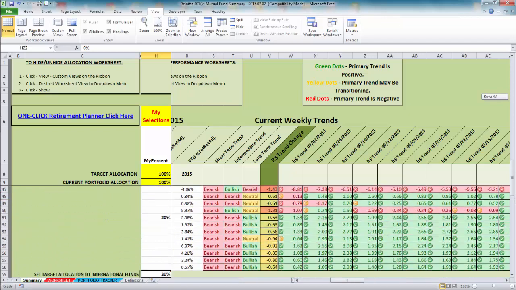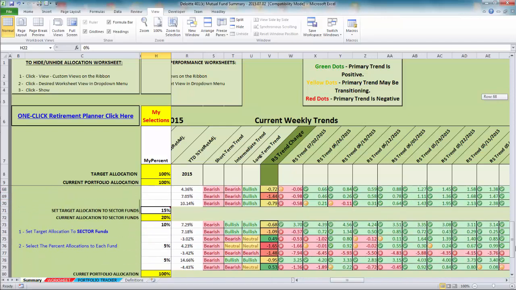And finally, let's go down and take a look and see how we're doing with our sector funds. We have a 15% allocation, but we moved money out of the growth and income into the financials last week. So we have a 10% allocation here. We're still seeing a green light and a green light, so we're okay. So nothing needs to be done there.